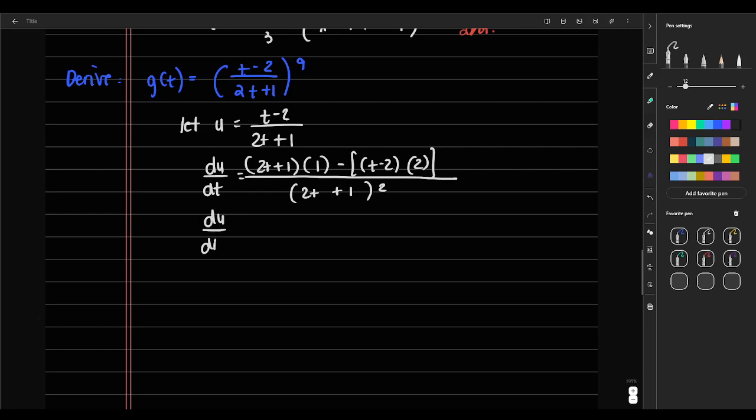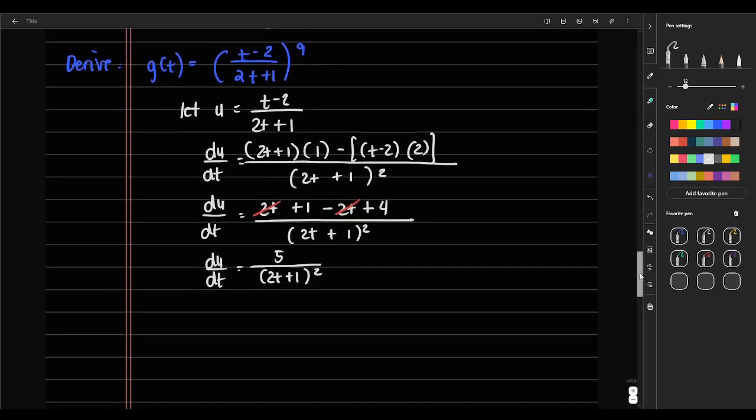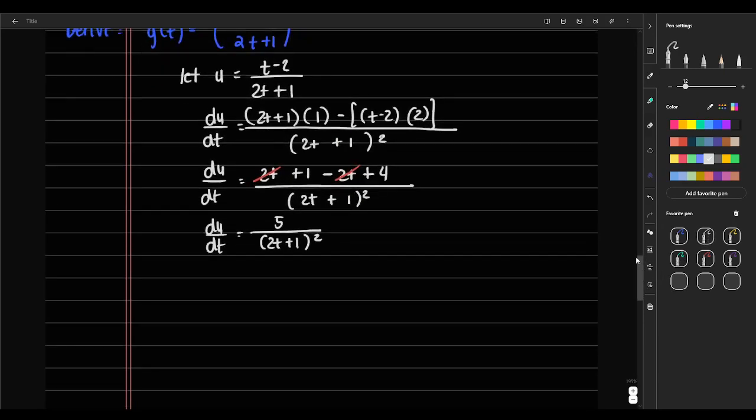Simplifying, this gives us 2t plus 1 minus 2t plus 4 all over the square of 2t plus 1, or that is equivalent to, 2t minus 2t, you could eliminate this, and that leaves us 1 plus 4, 5, all over 2t plus 1 squared. So you have u, and you have the value of du over dt. So you could proceed now.